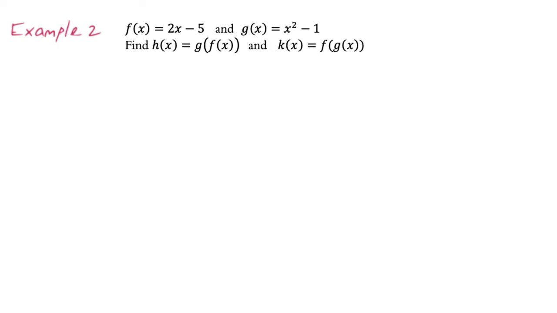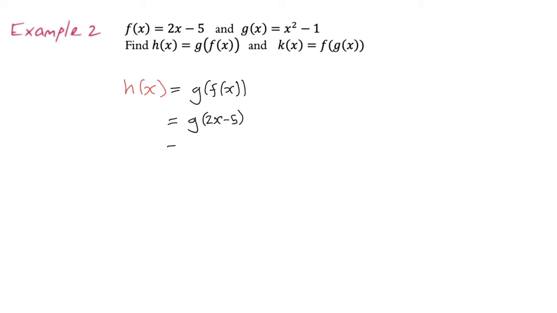Okay, example 2, we're now going to be presented with two functions, f of x and g of x. And we want to find the composite function h of x, which is g of f of x, and then also k of x, which is the other way around, f of g of x. So let's start with h of x. We want to find g of f of x. Now, I would recommend here that we write equals. We leave our g on the outside, we open our brackets. What are we putting into the g function? F of x, which in this example is 2x minus 5.